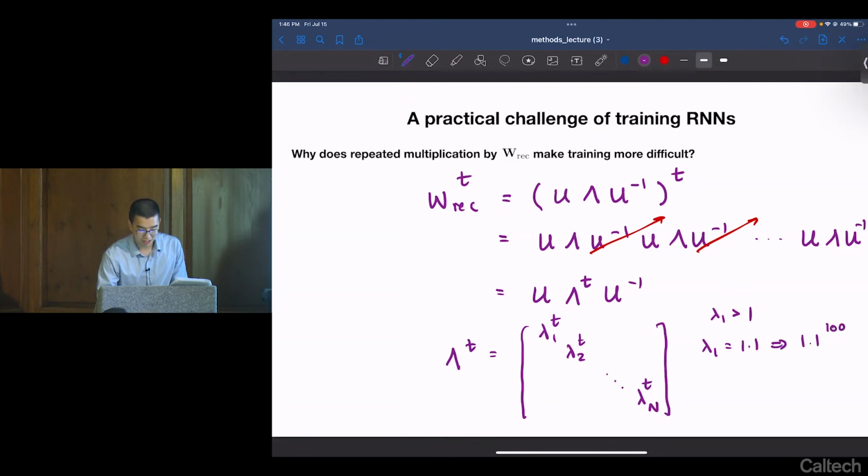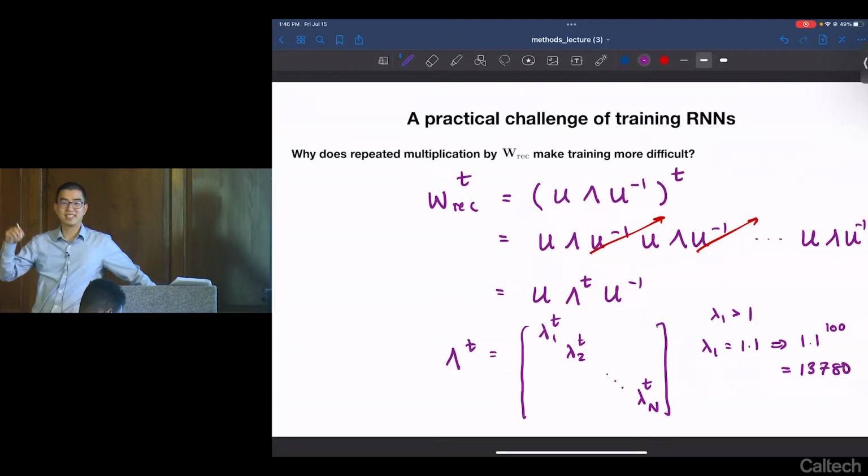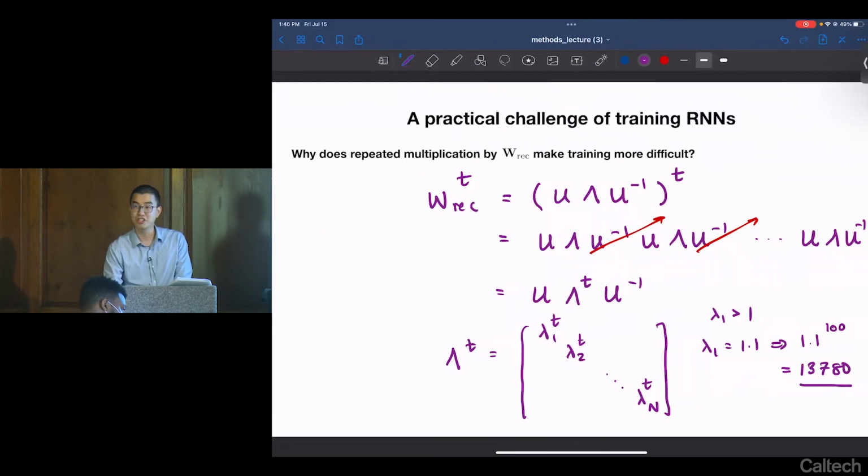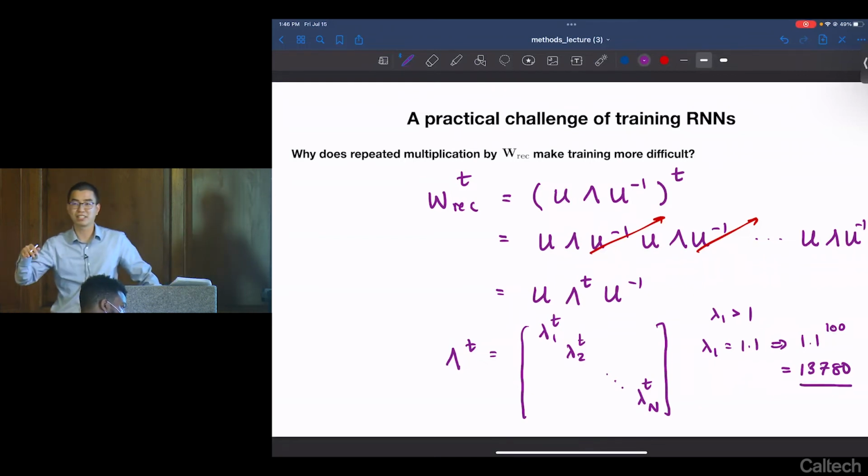1.1 raised to the 100th is a big number. I wrote it down here. It's 13,780. So now our gradients, dL/dW, are going to be exploding. They're going to be huge. And if you take gradient steps that are too big, you're never going to converge.